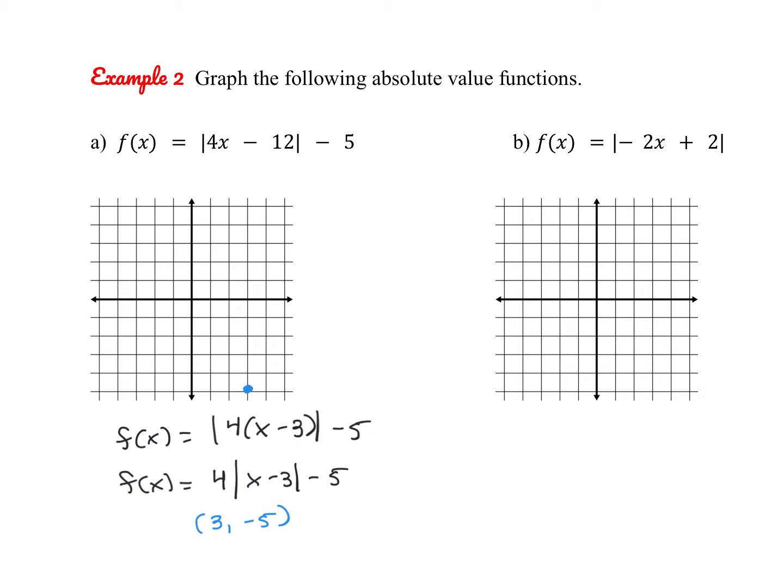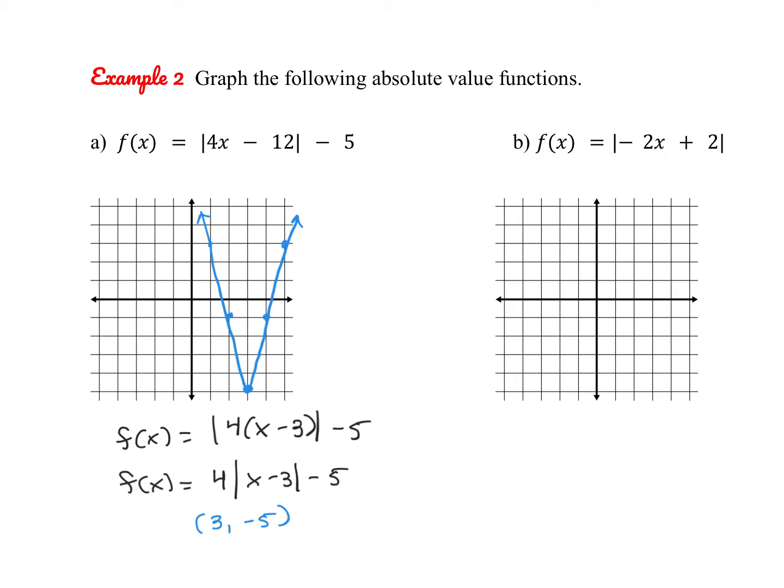And then we follow a slope of positive 4 going to the right. So we go up 4, right 1. And then we have a slope of negative 4 going to the left, like this. All right, let's look at part B.